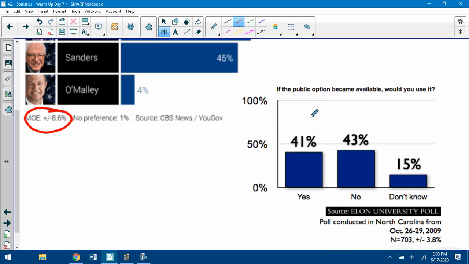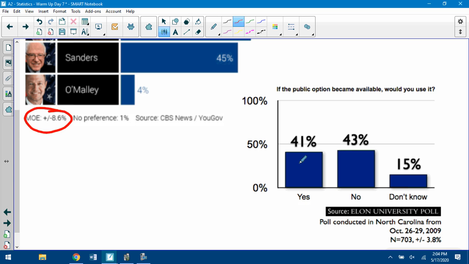Here's another one. I'm not even sure what this was asking, but Elon University in North Carolina asked if the public option becomes available, public option for what, I don't know, would you use it? 41% said yes, 43% said no, 15% don't know. So would you not make the public option available because more people said no than yes?